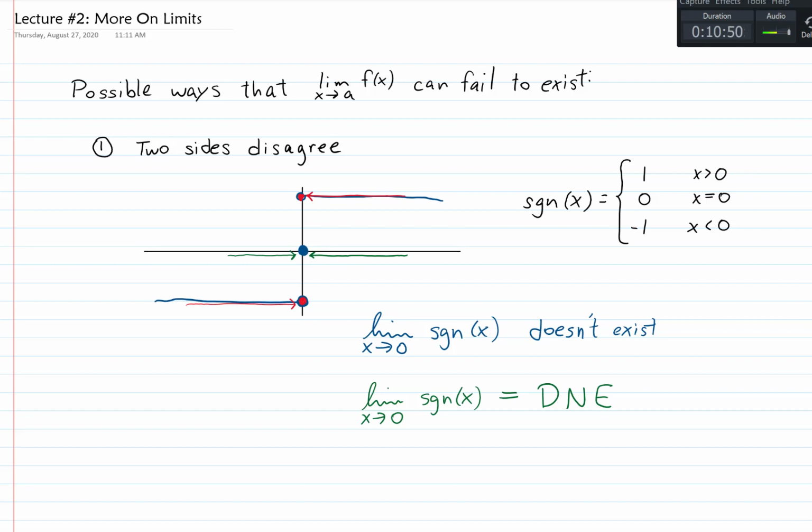When you write DNE, you should erase the equal sign. Otherwise it says the limit of the signum of x as x approaches 0 equals does not exist. And that just is grammatically incorrect. It is a very awkward sentence. I know this is math, not grammar, but we should still strive to be grammatically correct in our mathematics. So that's one way that a limit might fail to exist.